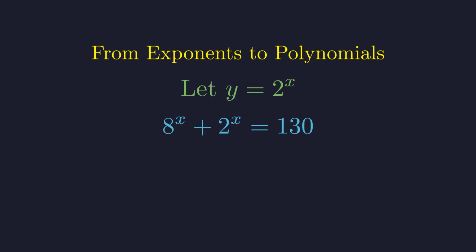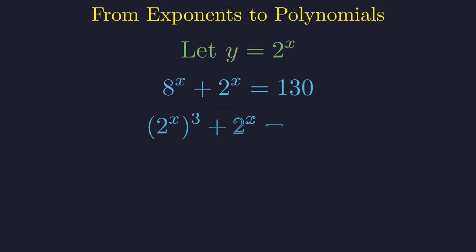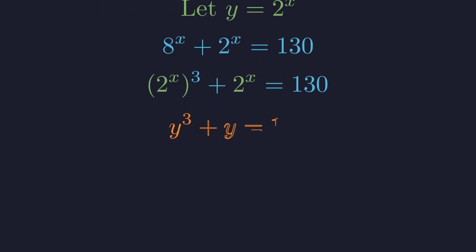Let's recall our equation from before the substitution. Now we can rewrite it using our substitution. We replace every instance of 2 to the x in our equation with this new, simpler variable y. And just like that, the intimidating exponential equation has transformed into a much friendlier cubic polynomial.